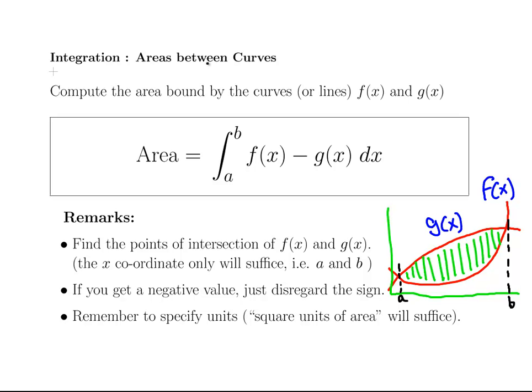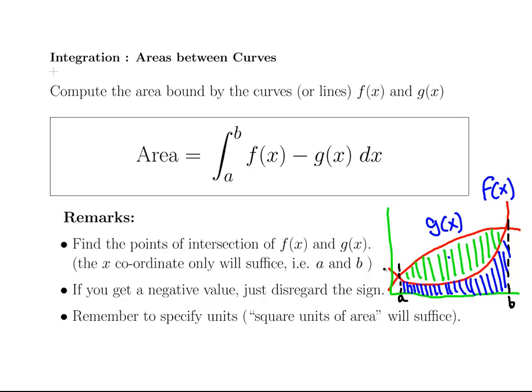Just as a remark, I'll shade this in blue. The definite integral of f of x between a and b will be this blue area here. But the definite integral from a to b of g of x is the blue area and the green area, which is obviously larger. So computing the difference is how we get the area of the green area alone.